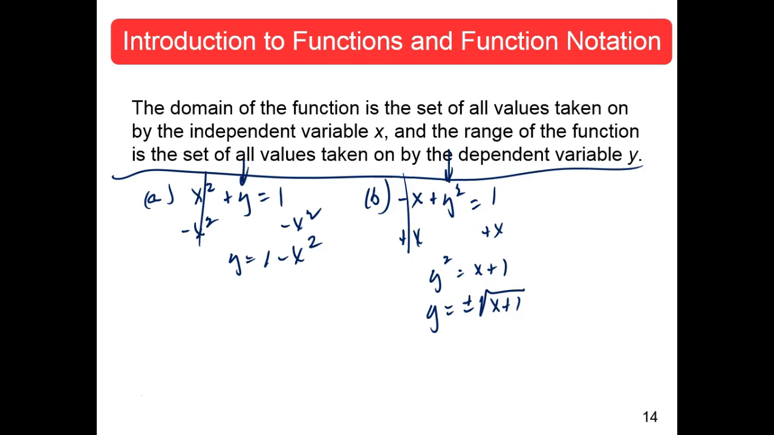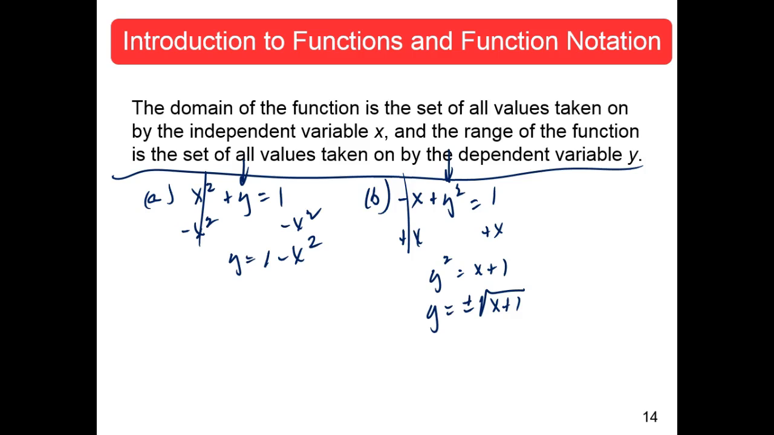Now there are some problems here, but the main one is, is that a function? Is y a function of x? Give me an x. 3. 3 plus 1 is 4. Square root of 4 is either plus 2 or minus 2. Uh-oh! You gave me one x, you got two y's. Plus 2 and minus 2. Not a function.